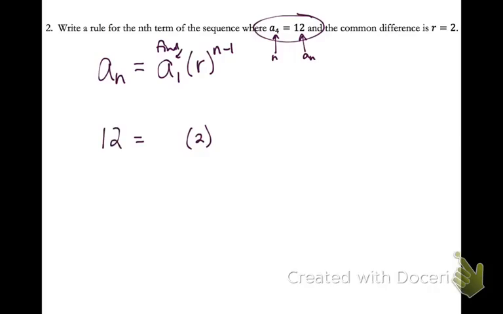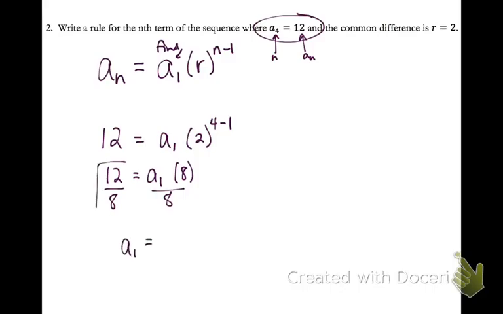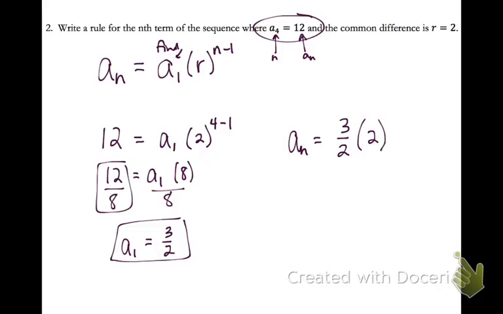So plug 12 in for a sub n, and plug 4 in for n. So we're going to solve for a sub 1. So first of all, 2 to the 4 minus 1 would be 2 to the 3rd power, which is 8. The 8 is attached by multiplication, so I'm going to divide both sides by 8. A sub 1, whenever I simplify this fraction of 12 over 8, I get 3 halves. So my first term is 3 halves. My common ratio is 2 to the n minus 1. So there's my rule.